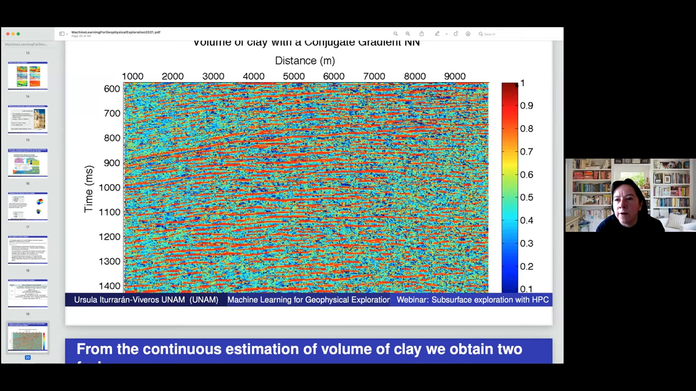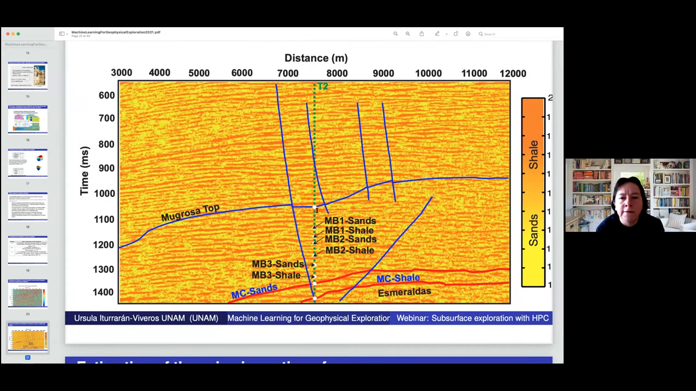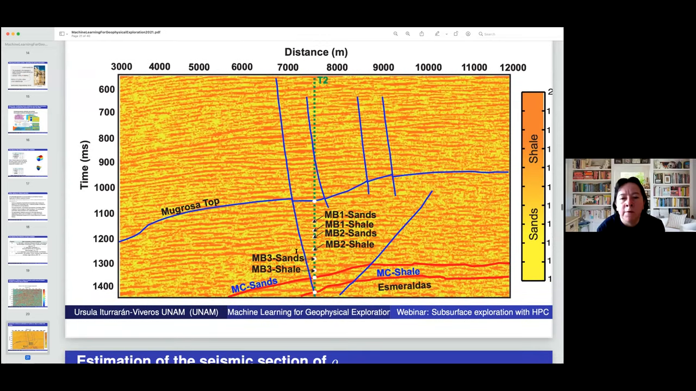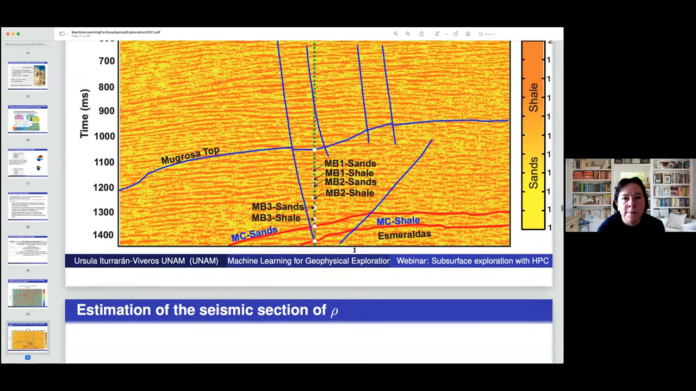So I thought, well, if I take only two classes, one greater than 0.5 and the other lower than 0.5. If the data is greater than 0.5, that means it has a lot of clay, so that's a shale. And if it's less than 0.5, then it's a sand. So I obtained this, and I also had the interpretation for that. I also identified the sands and shales in the Mugrosa formation here, and they are well located in the estimation.